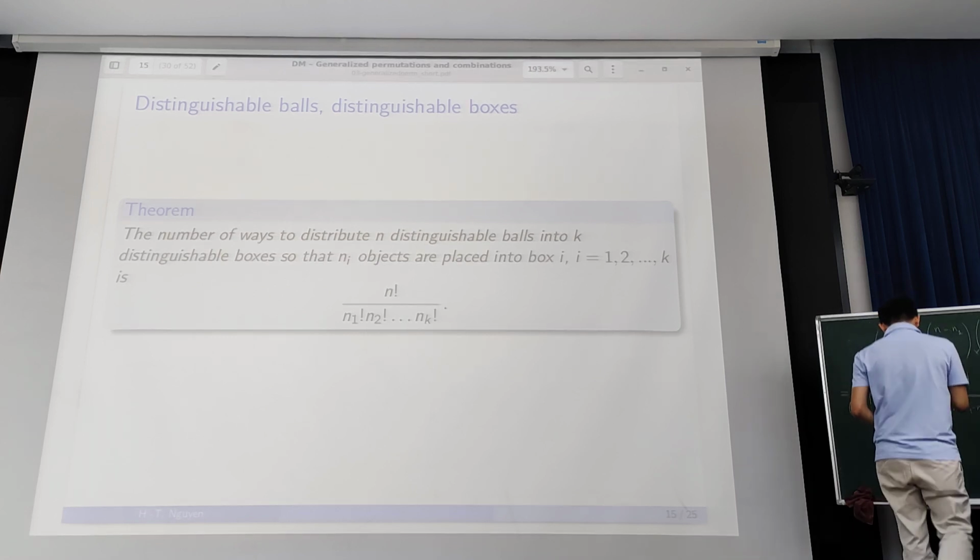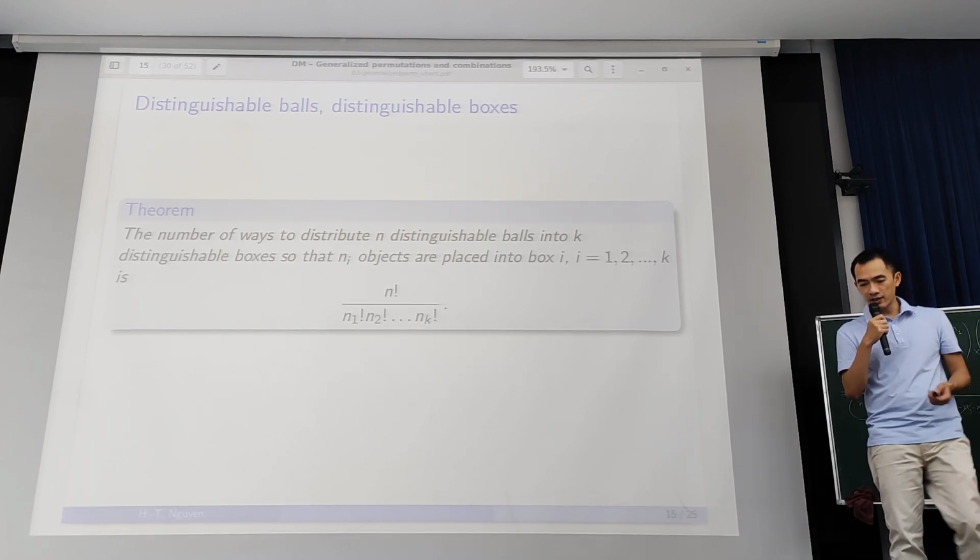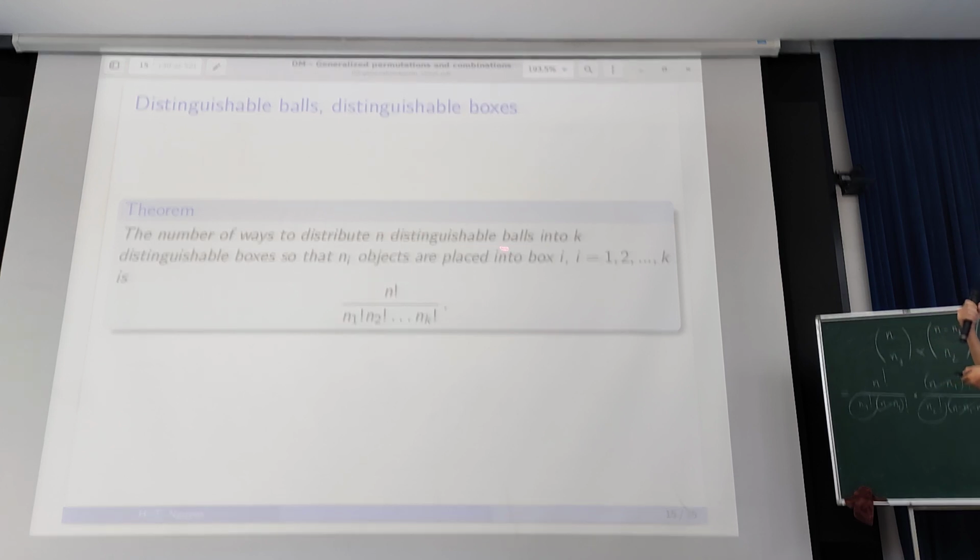I'm sorry, this setting is not clear enough. In fact, the balls are of different types, but inside each type they are the same. So it's the same setting as the problem of permutation with repetition that we have seen in the first part. Here it is not exactly this description, but we repeat these results.